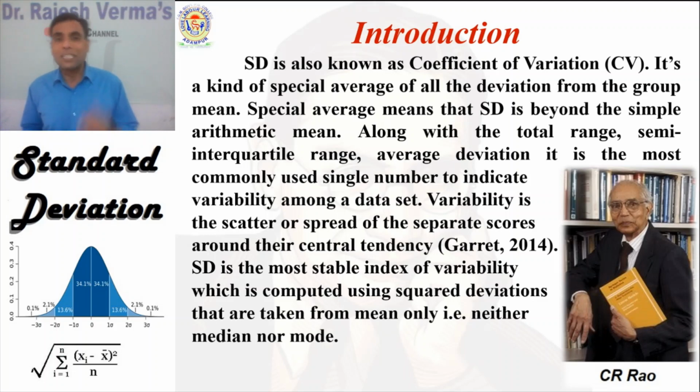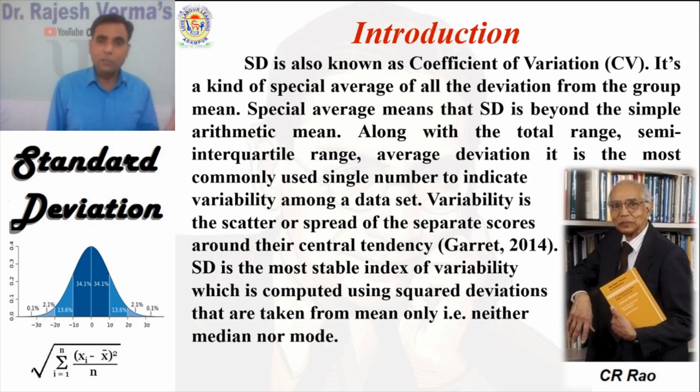Now, let us go for the introductory part of the standard deviation. SD, henceforth we'll be calling standard deviation the SD. SD is also known as the coefficient of variation because, as Guilford and Fruchter have said, it represents an estimate of variability. Hence it is also known as the coefficient of variation. If someone asks you in a multiple choice question what is the second name of standard deviation, you must be able to answer that it is the coefficient of variation. It's a kind of special average of all the deviations from the group mean.